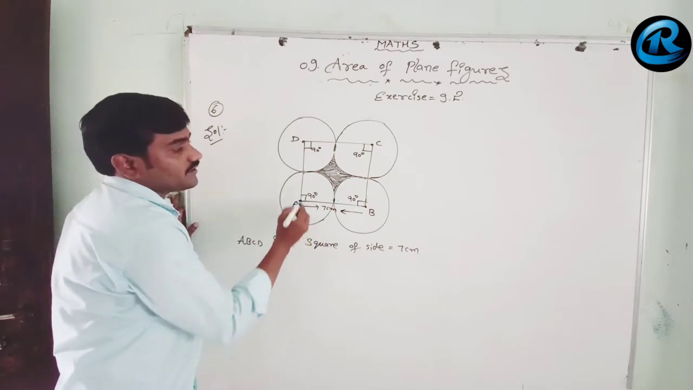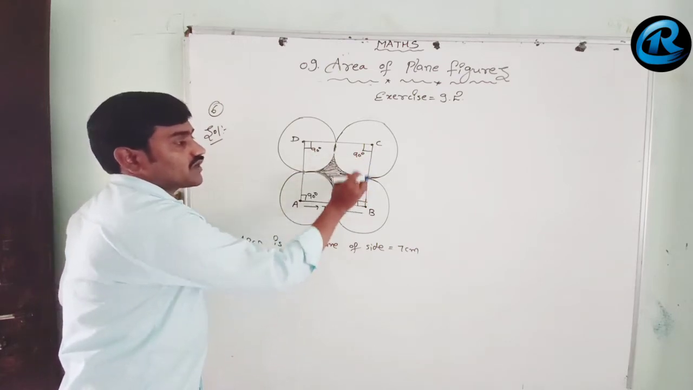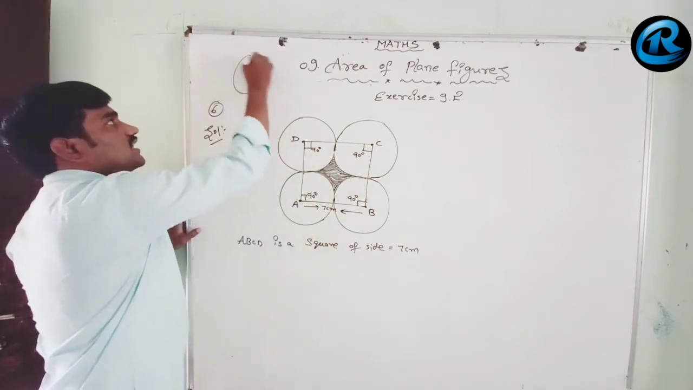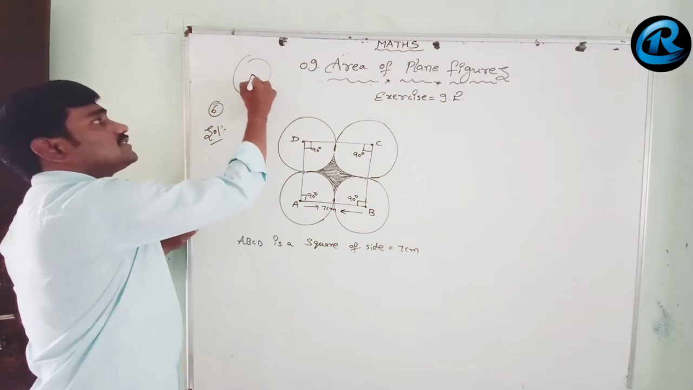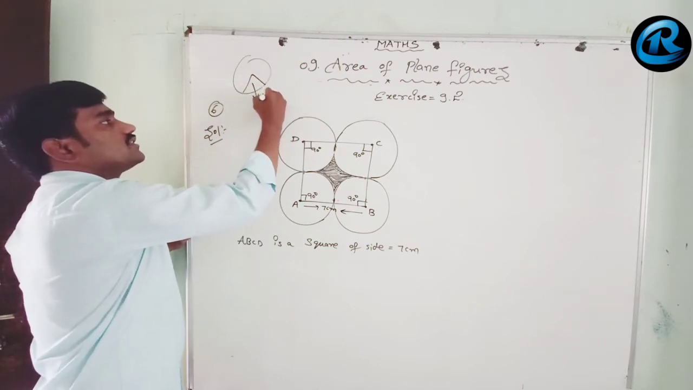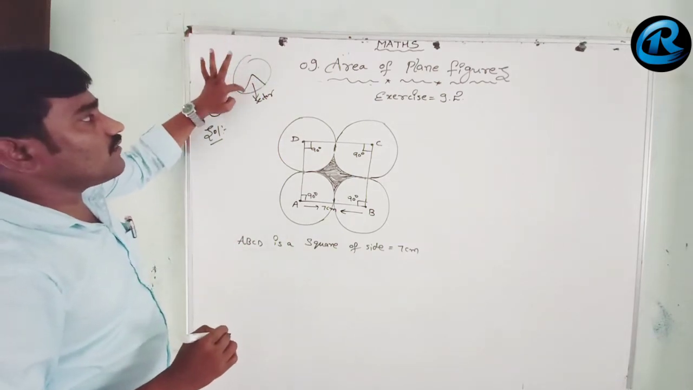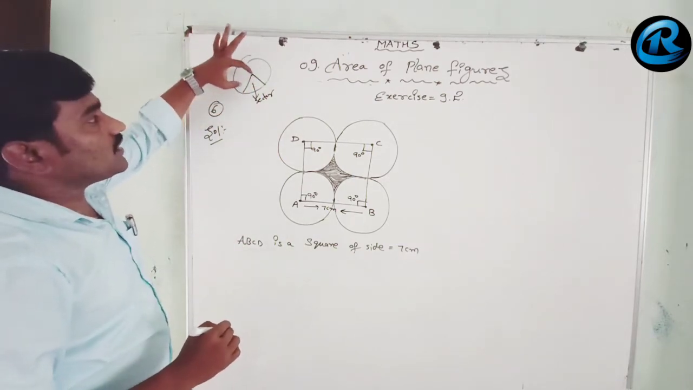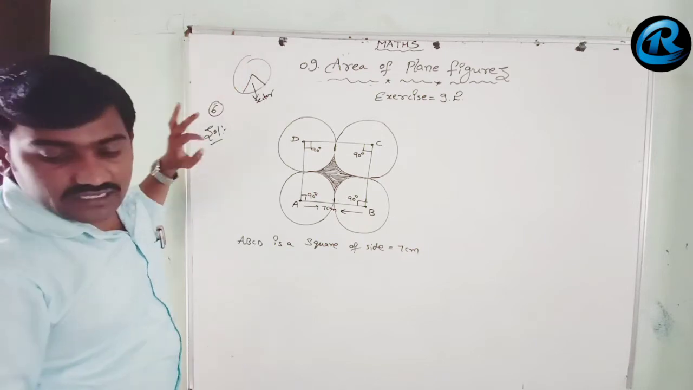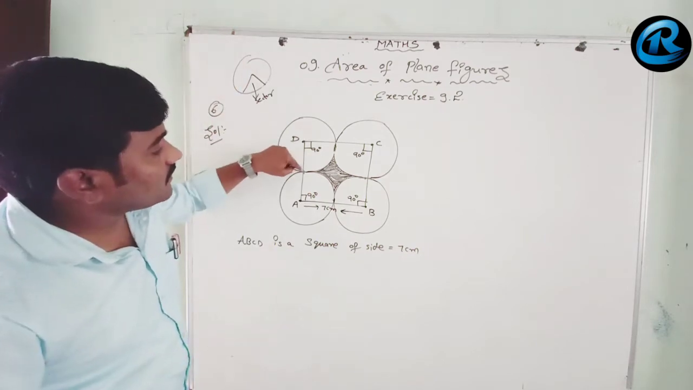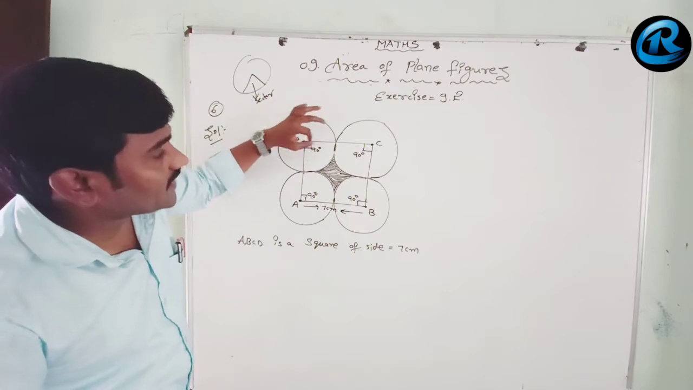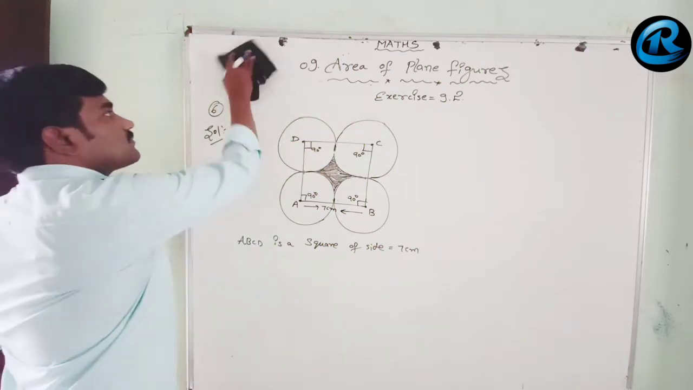Now when you see here, there are 4 sectors you can find out. What is the meaning of a sector? A sector is the region which is enclosed by 2 radii and 1 arc. Okay, 2 radii with 1 arc, a sector will be formed. So this is an arc and these 2 radii. So there are 4 sectors present in this.